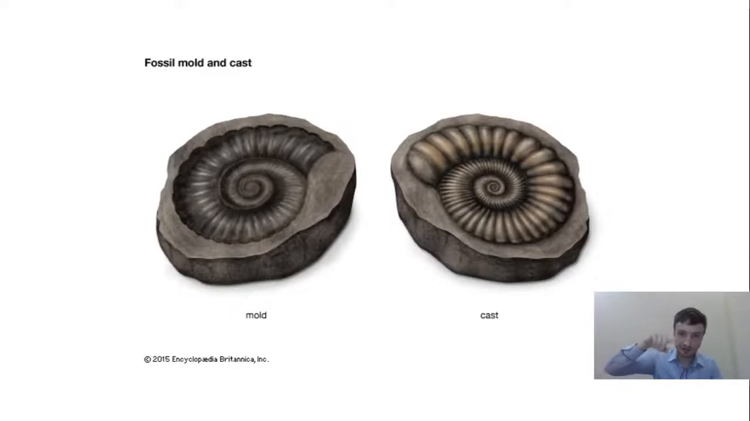So the little shell, the little creature, it's all rotted away, it's dissolved away. Nothing remains, but because of the shape of the creature before, it's made this mold and this cast. So you can still see what it looked like. It's very cool.